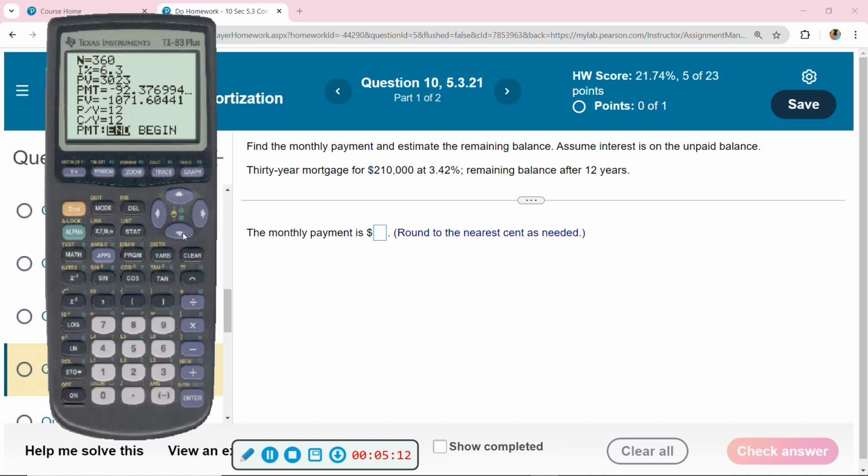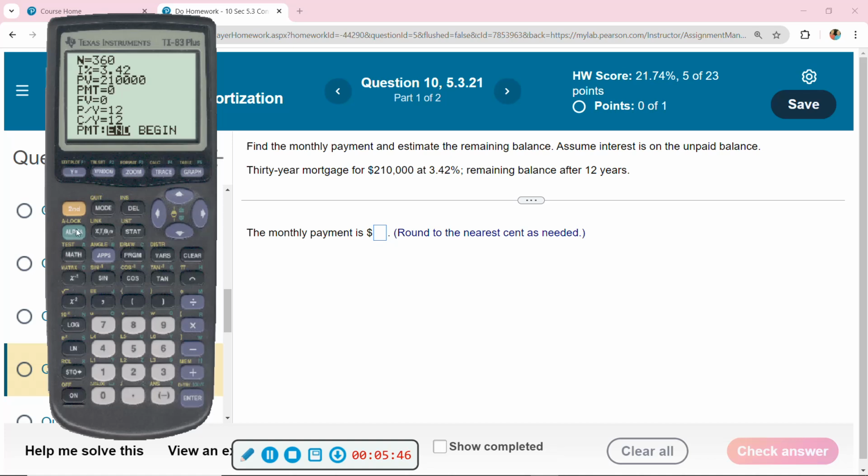The interest rate is 3.42. The present value is the amount of the loan, $210,000. Now the payment, we don't know that. That's what we're going to calculate. But we know the future value. At the end of the 30 years, it better be $0. You better have paid off the house. There's 12 payments a year. Interest is calculated 12 times a year.